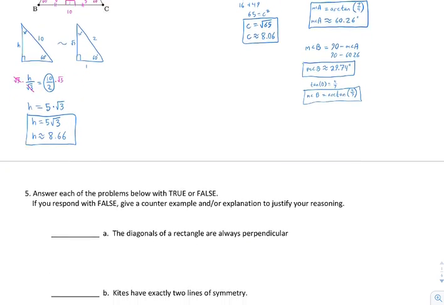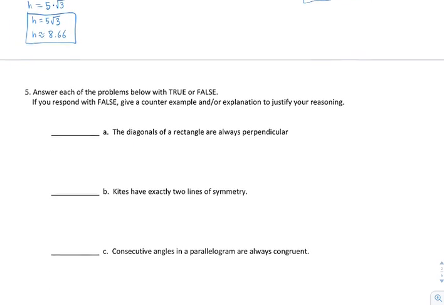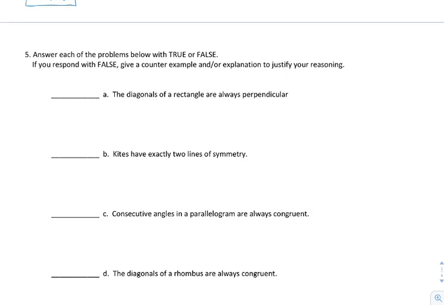Okay, let's move on. So answer each of the problems true or false, okay? If you respond with false, give an explanation or counterexample. So the diagonals of a rectangle are always perpendicular. So that is not necessarily true. That is sometimes true. So I'm going to go ahead and write false. They are not always perpendicular.